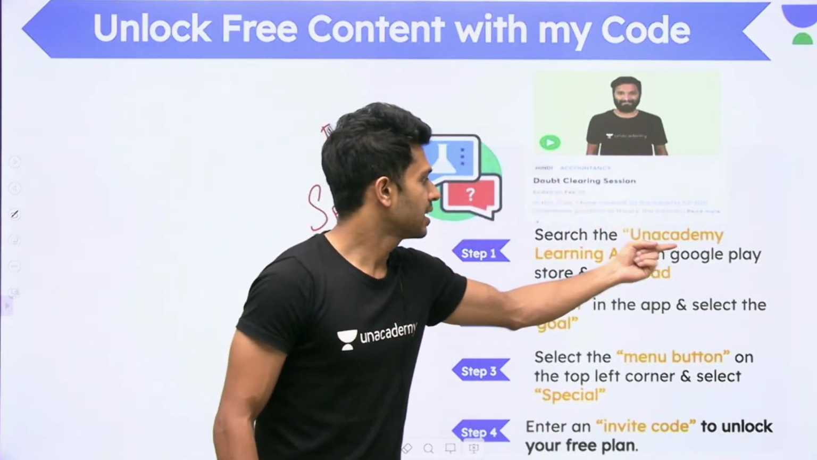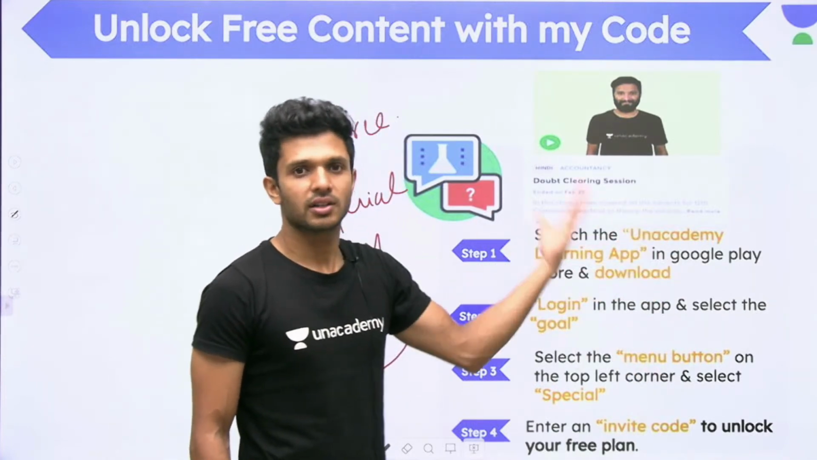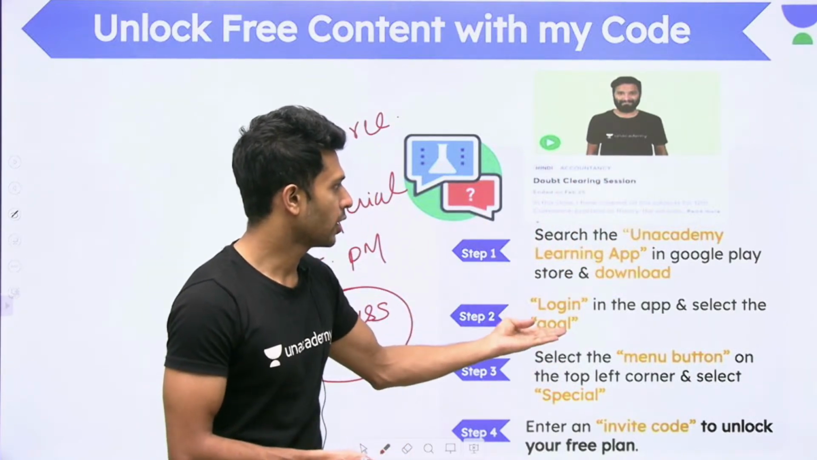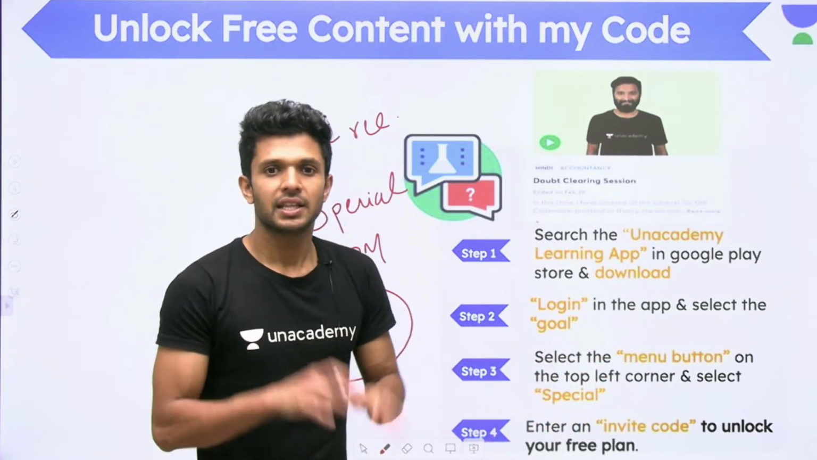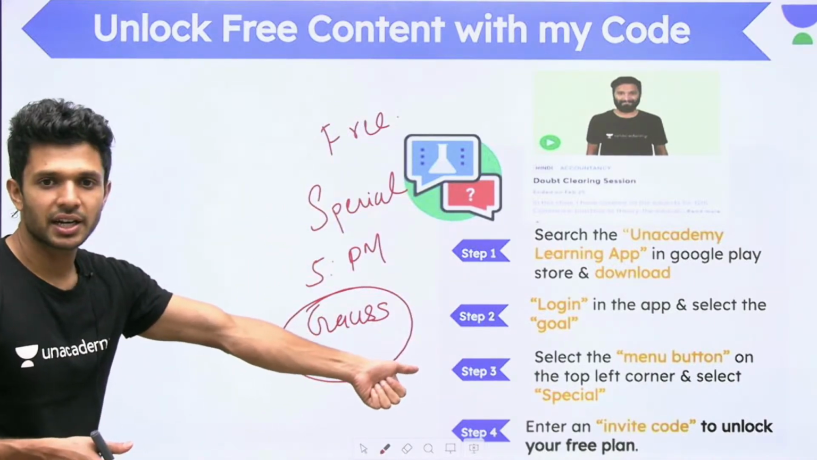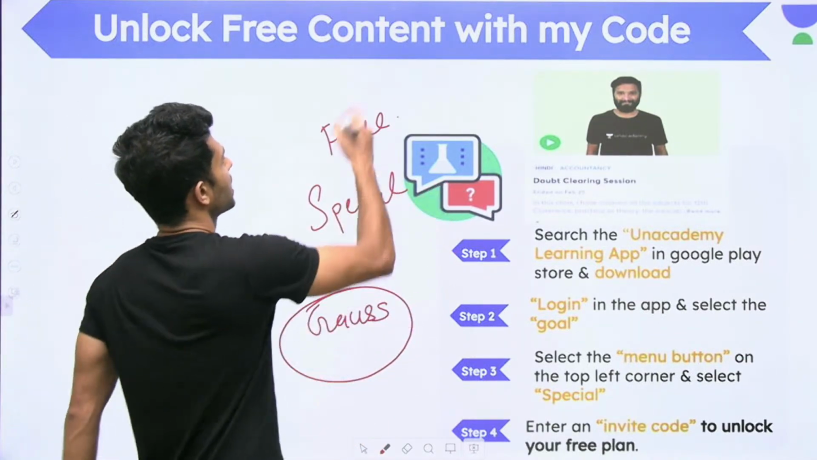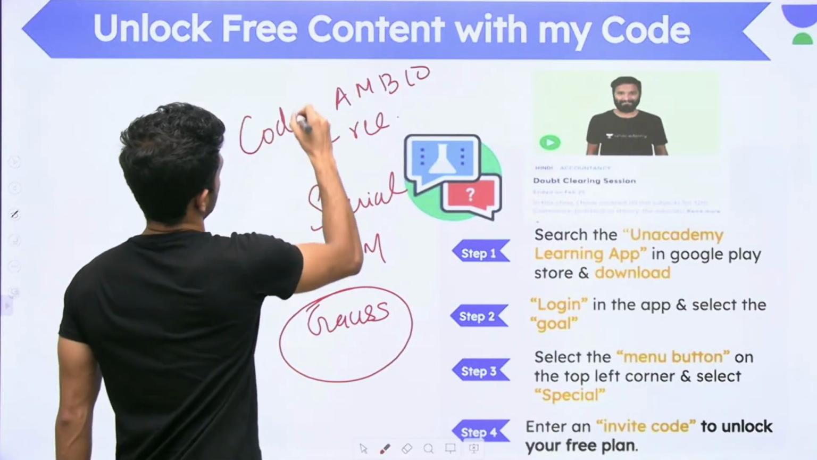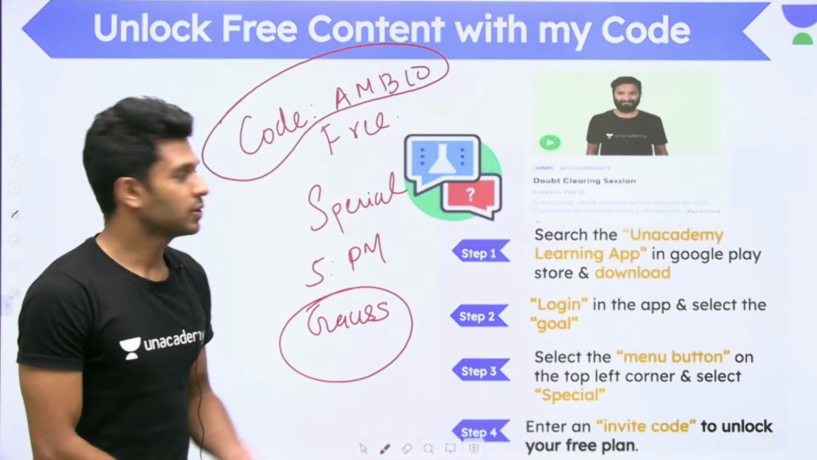Those who are not there in the app, download the Unacademy learning app from the Google Play Store, or if you are using an iPhone, App Store से भी कर सकते हैं. Then log in to the app, go to the menu button, okay, and click on special. Then you just have to search for my classes on the topic of Gauss law. They will be asking you for an invite code. So I'm going to give you the invite code, because I want every one of you to learn with me for free. So the code is AMB10. Code use कर ले and get into the class for free.